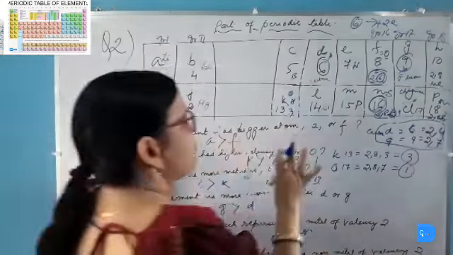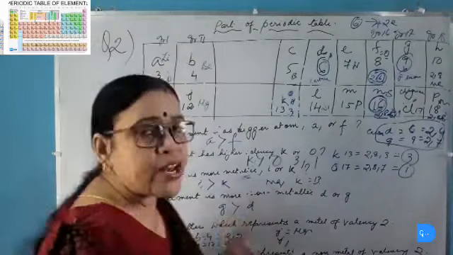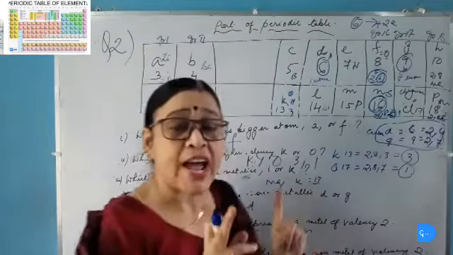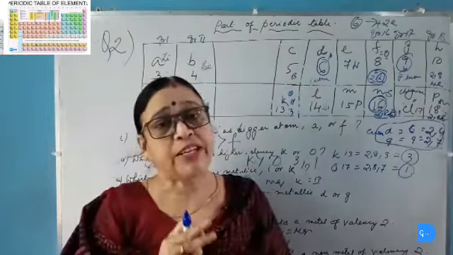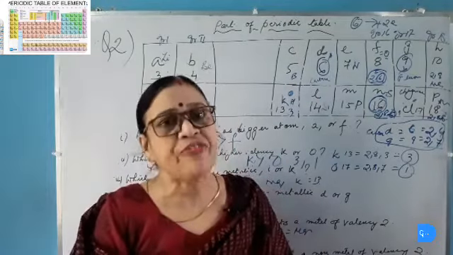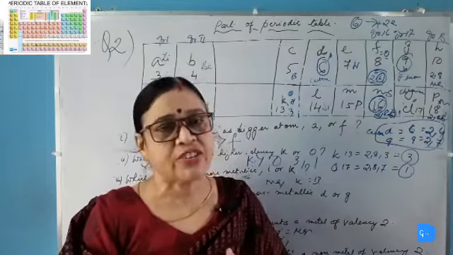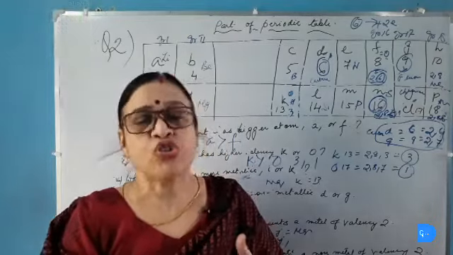In this way, we will try to sort out the questions when a periodic table is given. First, we will try to understand the atomic numbers that are given. From there, we will calculate the electronic configuration, and from the electronic configuration, we can find out the valency of the elements, and in this way, we can sort out the question.